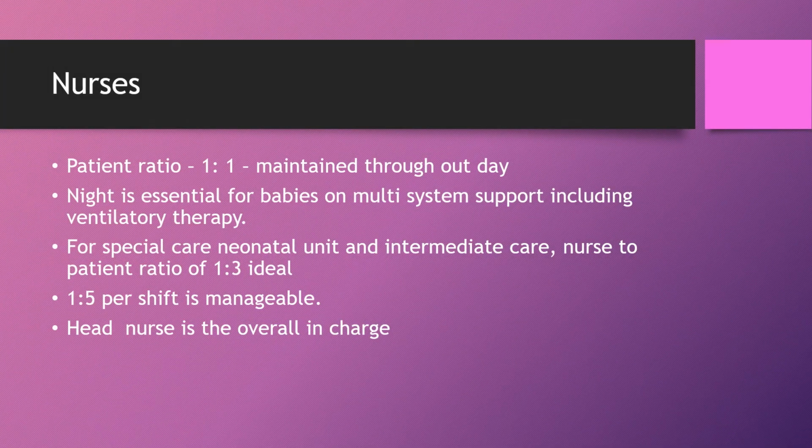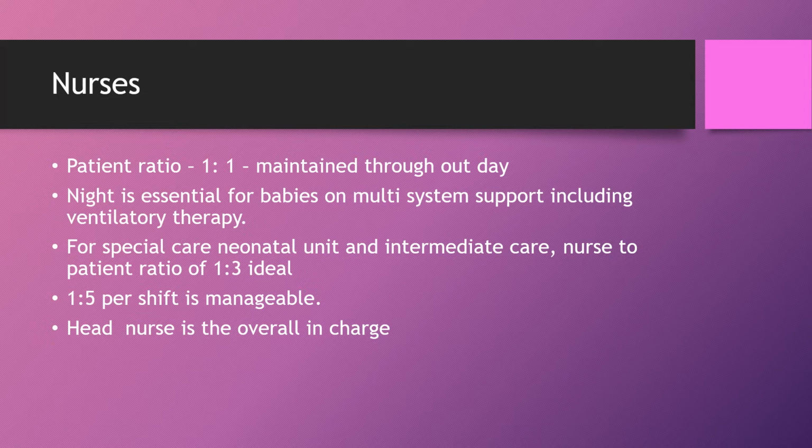Next one is nurses. What are the ratios for the nurses? The patient ratio of 1:1 is maintained throughout the day. If the baby is highly sick, in a severe condition, level 3 care is needed. During that time, the patient ratio is 1:1, one baby and one staff nurse. This is essential for babies needing multi-system support, including ventilatory therapy.